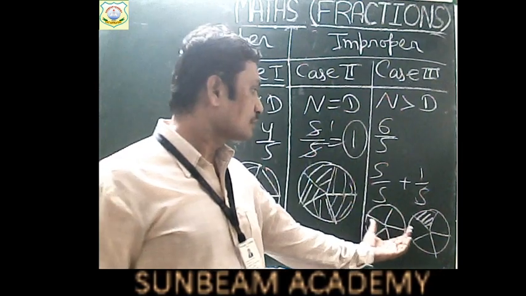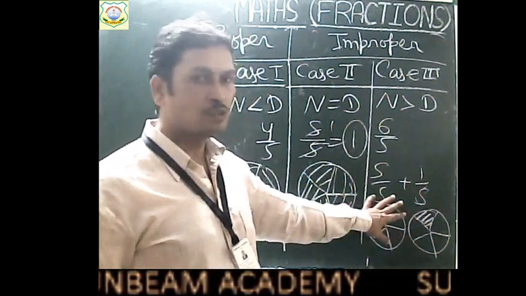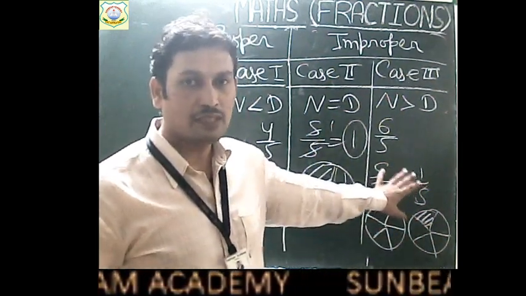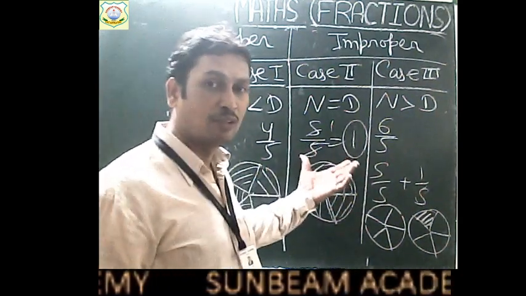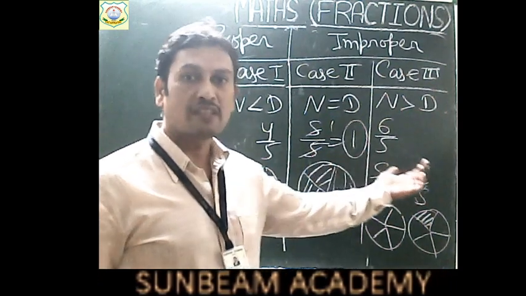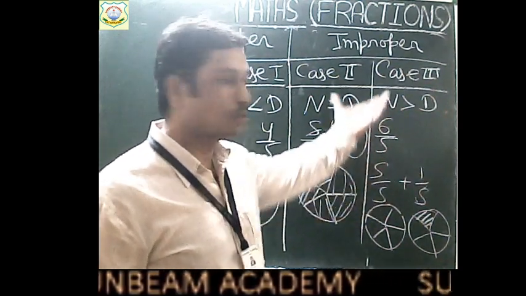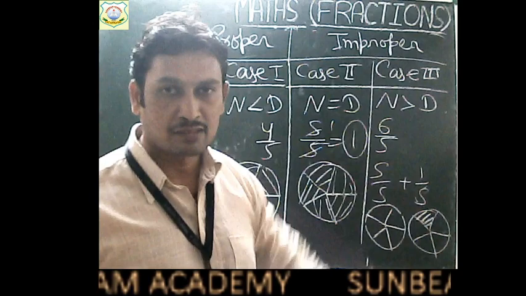So you can see, children, in this case, the part you have got is more than 1. Here you have got one whole apple. So if the value of a fraction is equal to 1 or greater than 1, then such a fraction is known as an improper fraction. Right?